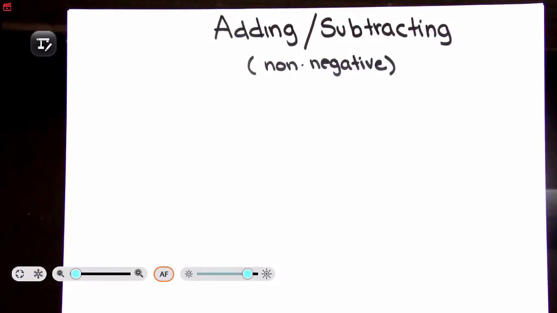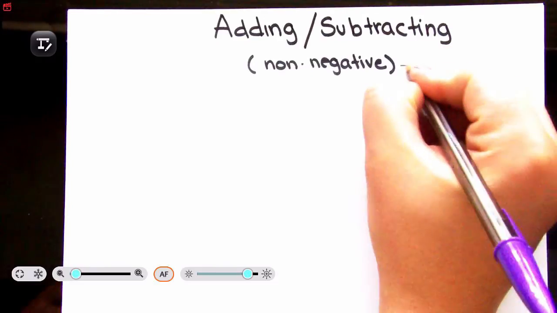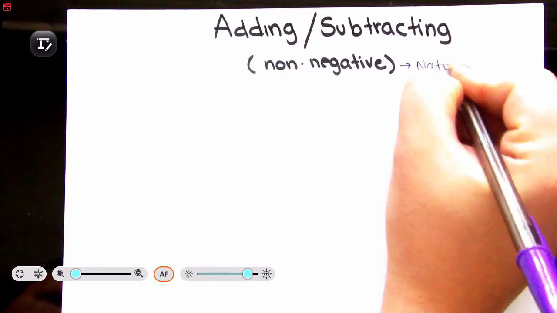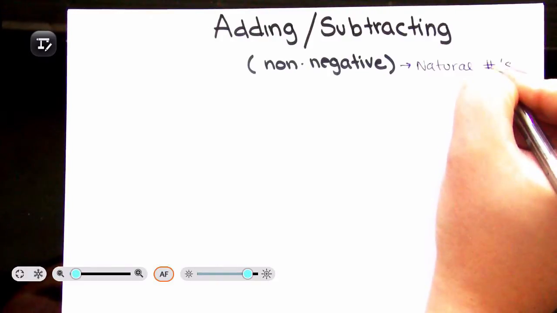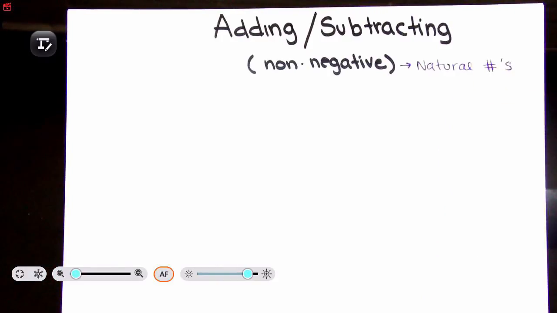People, and welcome. In today's video, we will be talking about the very basic adding and subtracting non-negative numbers. Now, the non-negative numbers are also known as natural numbers. And there are some inconsistencies with the definition of natural numbers.